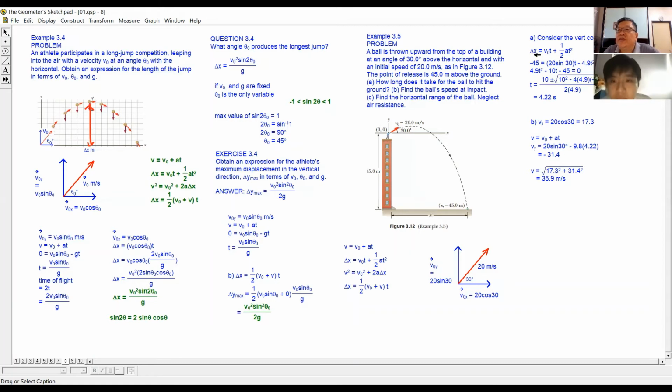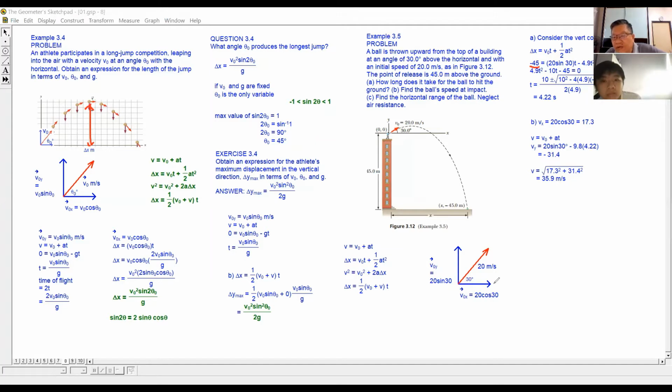So I use this equation. Displacement equals initial velocity times time plus half a t squared. If you consider the vertical component, the distance covered is negative 45. So you go down 45 here, so it's negative 45. Okay, the initial vertical component of the velocity, this 20 meters per second at 30 degrees.